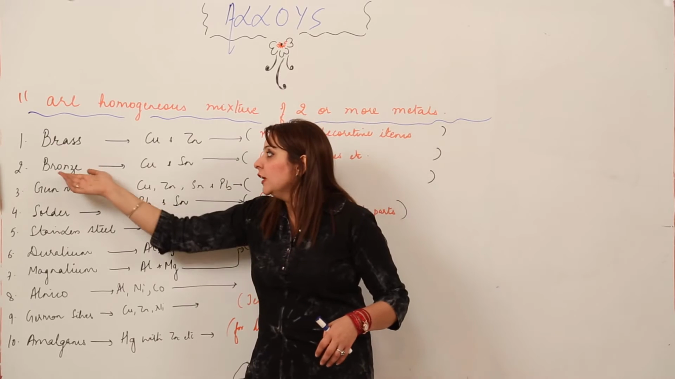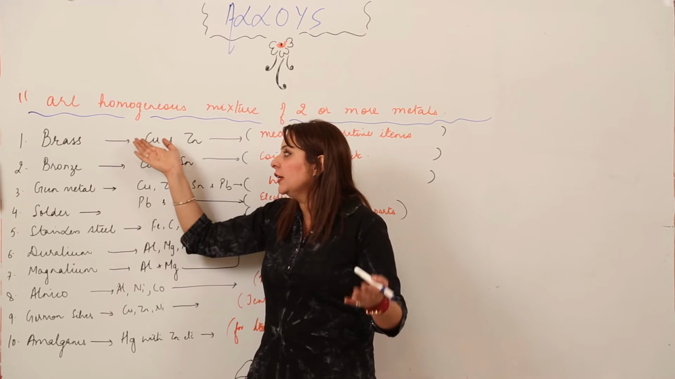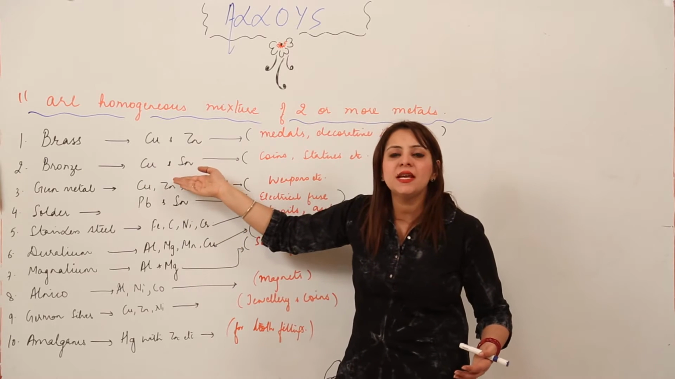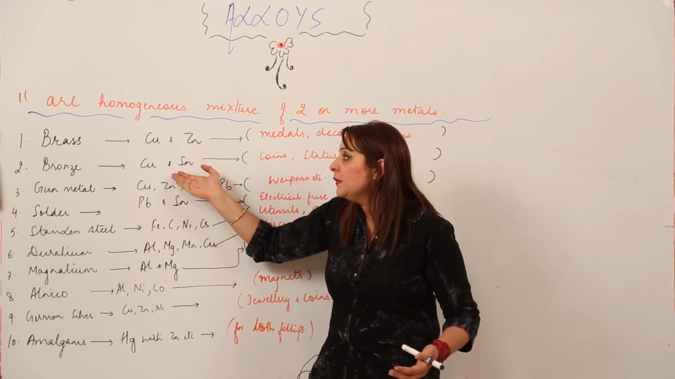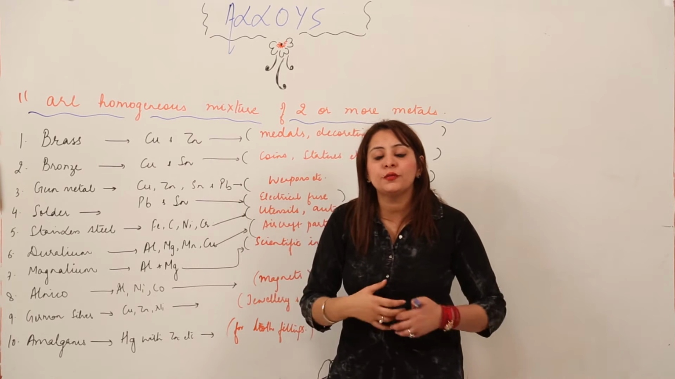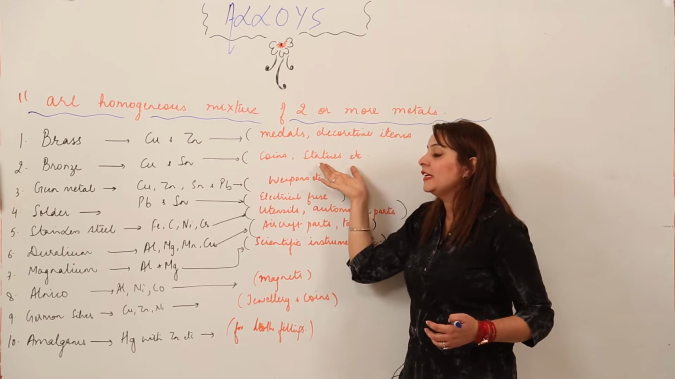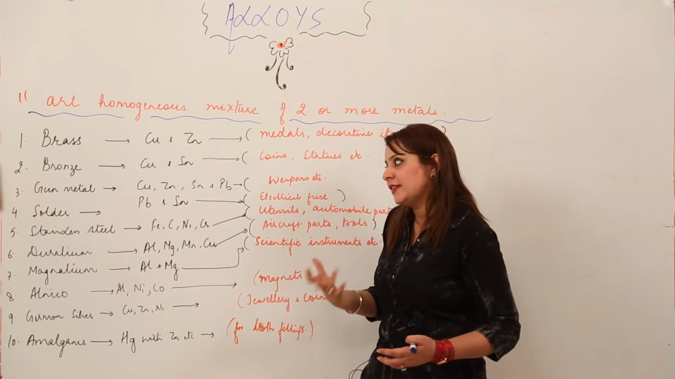Second is bronze. One of the other alloys of copper is bronze, in which we mix copper with tin. Sn is tin. We mix copper with tin, and for what use do we use it? We use it for making coins, statues, decorative items, etc.